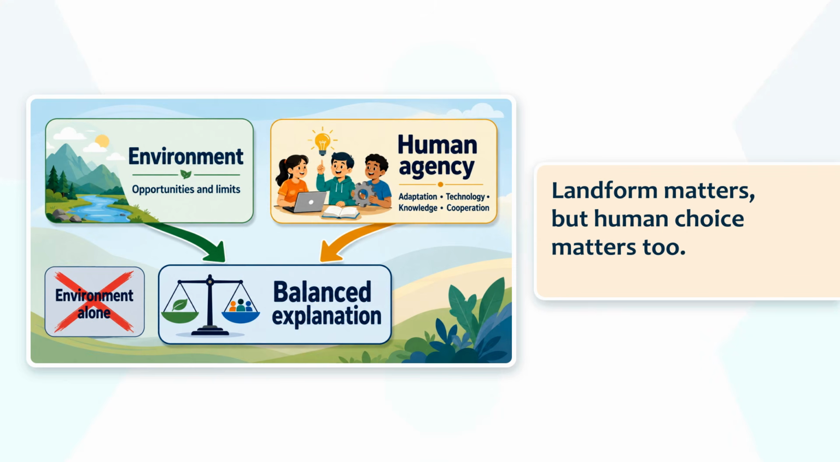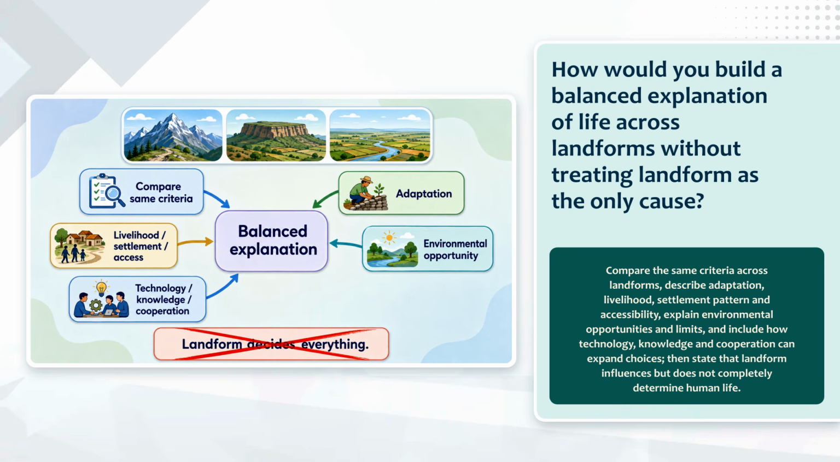The final rule protects us from simple stereotypes. Landform matters, but human choice matters too. Use evidence from both sides. Use at least 4 clue cards in your answer. How would you build a balanced explanation of life across landforms without treating landform as the only cause?